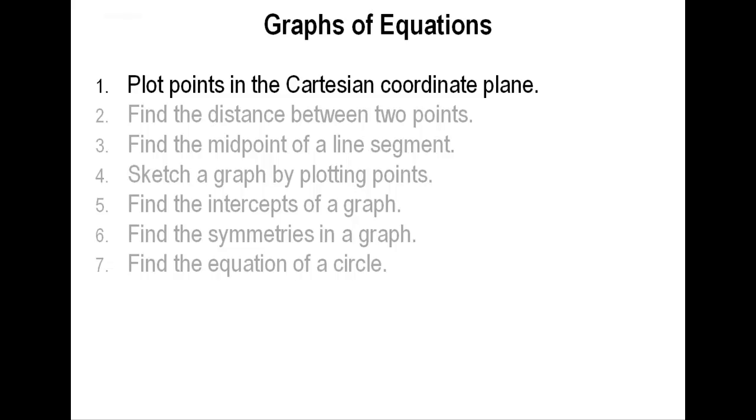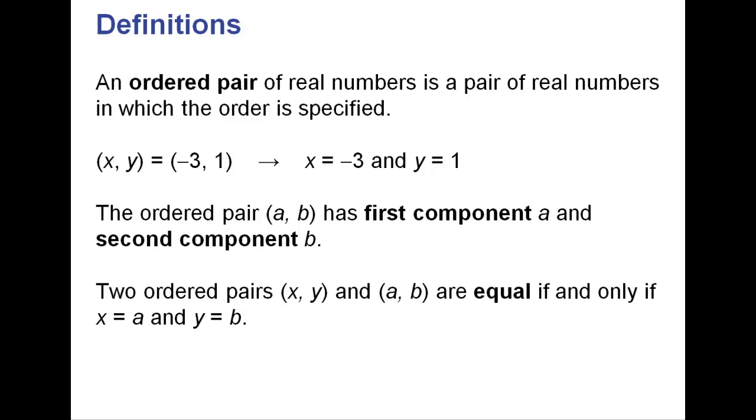So let's start with some definitions about plotting points in the Cartesian plane. You'll hear them called an ordered pair. An ordered pair just means that the numbers have to be in order. You want to put x first and then y. So negative 3, 1 just means x equals negative 3 and y equals 1.